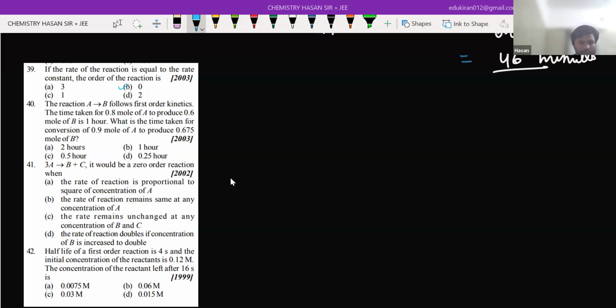40. Oh, that is wrong. See, for question number 40, the reaction A to B follows first order kinetics. The time taken for 0.8 mole of A to produce 0.6 mole of B is 1 hour. What is the time taken for conversion of 0.9 mole of A to produce 0.675 mole of B?